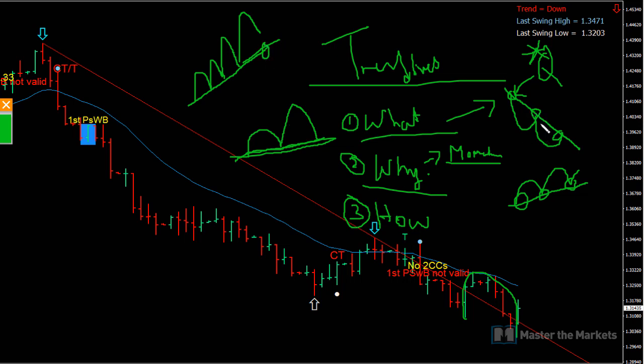The same thing for a downtrend. If it's come back further down and it's still not coming back to the trend line, wait for it to come to the trend line, then wait for a price action setup and then take the trade. That's how you can use them.